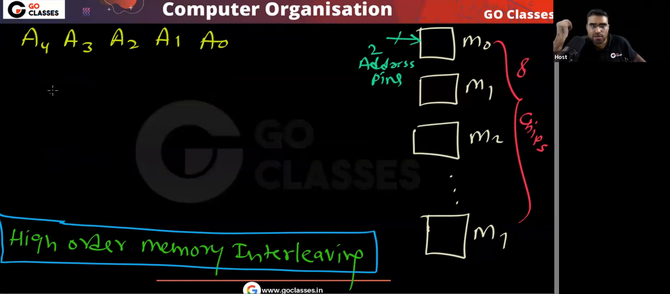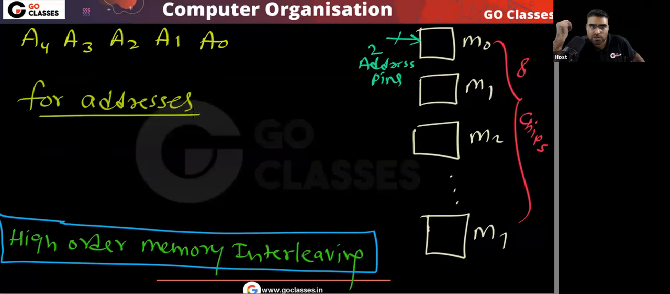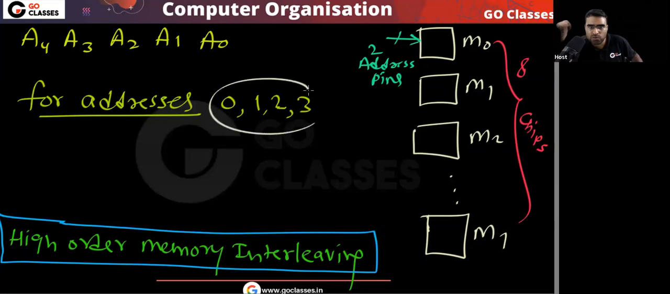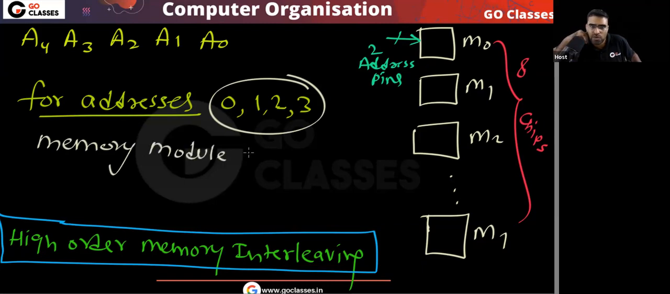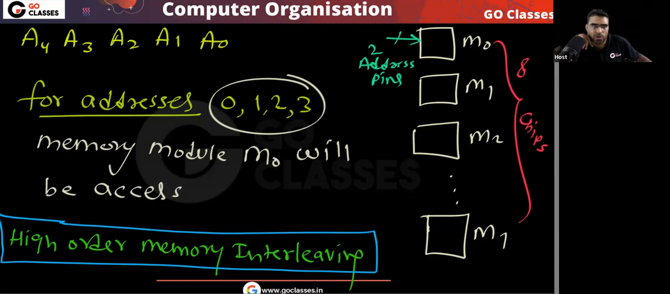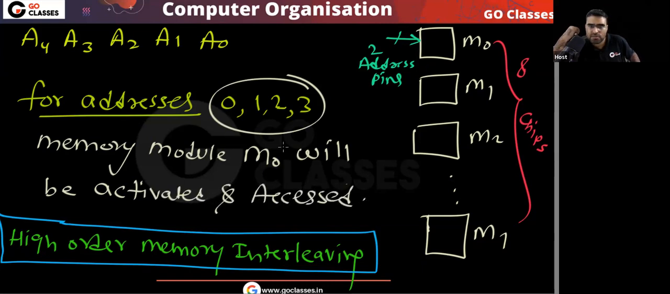So remember, for addresses 0, 1, 2, 3, what will you do? For these addresses, memory module AM0 will be activated. Memory module AM0 will be accessed. Activated and accessed, I can say. Is this clear?